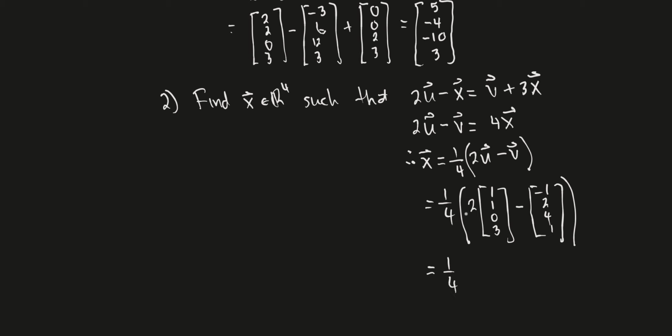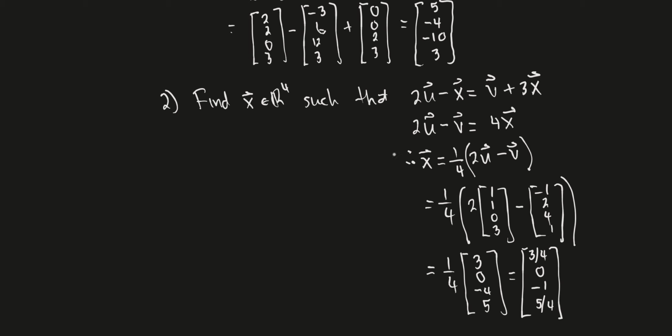I'll just go ahead and simplify what I have in the parentheses. And let's see what that is. So that is 2 minus -1, so that's 3. 2 minus 2, that's 0. 0 minus 4, that's -4. And then 6 minus 1, that's 5. And then distribute the 1/4, and then here is the vector x. So this is 3/4, 0, -1, and 5/4.